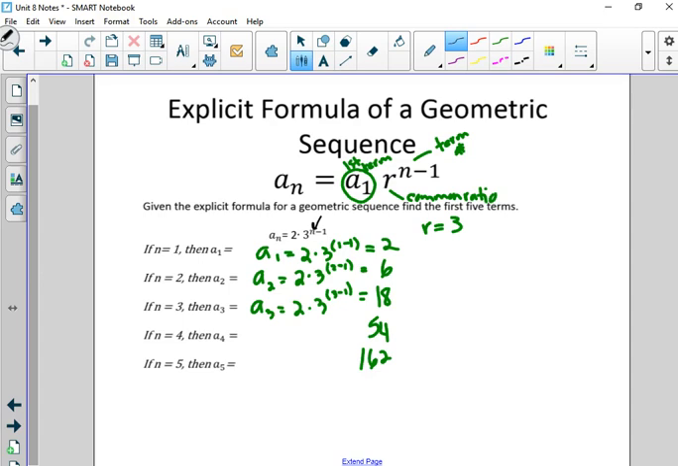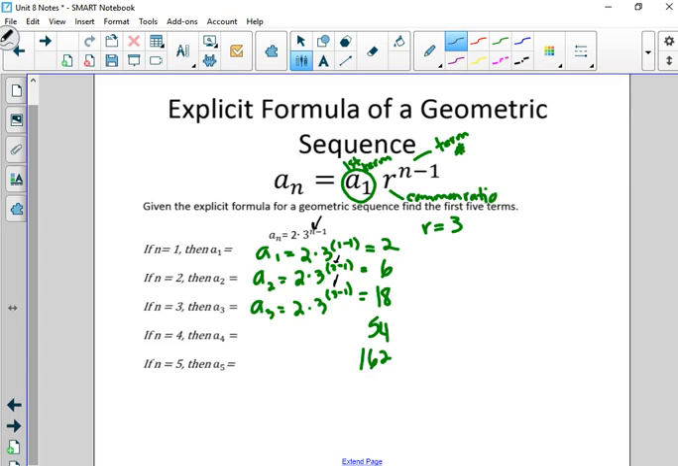So 1 minus 1 is 0, right? Anything to the 0 power is 1. So 3 to the 0 is 1 times 2 gives me 2. Then I'm going to plug in a 2 for n. 2 minus 1 is 1. 3 to the first power is just 3 times 2 is 6. Then I'm going to plug in a 3 and a 4 and a 5 and so forth, over and over. And I get 2, 6, 18, 54, 162.